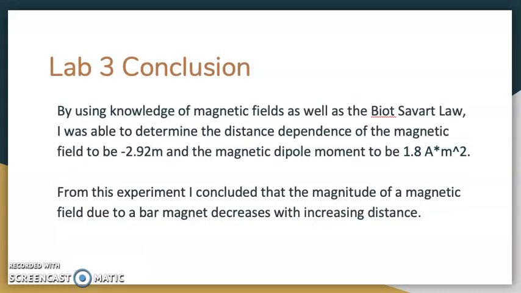In conclusion, by using knowledge of magnetic fields as well as the Biot-Savart law, I was able to determine the distance dependence of the magnetic field to be negative 2.92 meters and the magnetic dipole moment to be 1.8 A times m squared. From this experiment, I concluded that the magnitude of a magnetic field due to a bar magnet decreases with increasing distance.